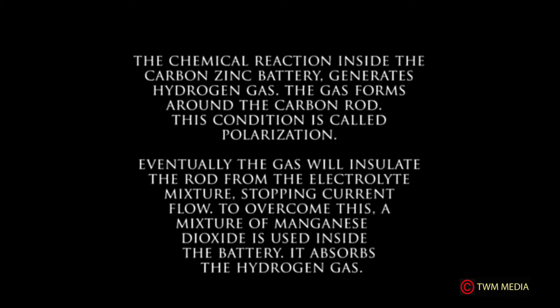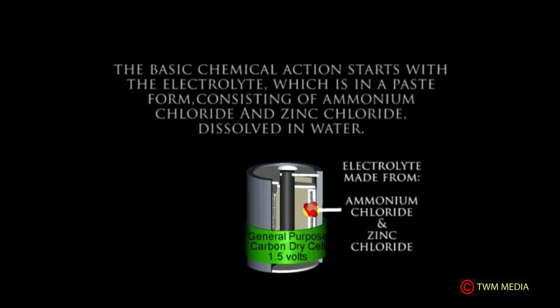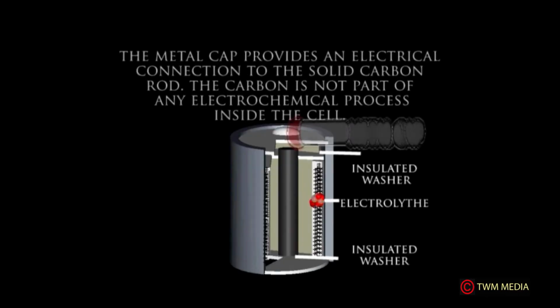The gas forms around the carbon rod. This condition is called polarization. Eventually the gas will insulate the rod from the electrolyte mixture, stopping current flow. To overcome this, a mixture of manganese dioxide is used inside the battery. It absorbs the hydrogen gas. The basic chemical action starts with the electrolyte, which is in a paste form, consisting of ammonium chloride and zinc chloride dissolved in water. The metal cap provides an electrical connection to the solid carbon rod. The carbon is not part of any electrochemical process inside the cell.